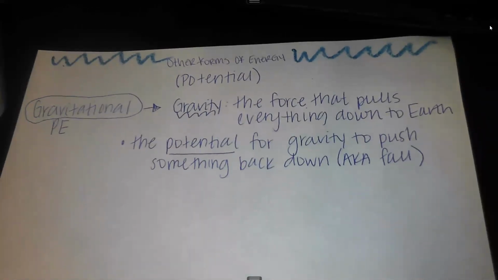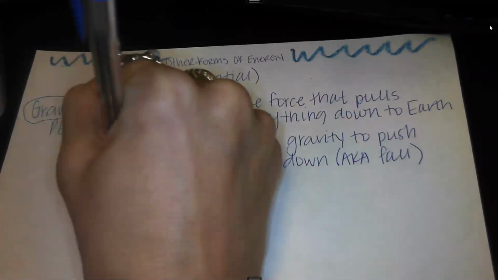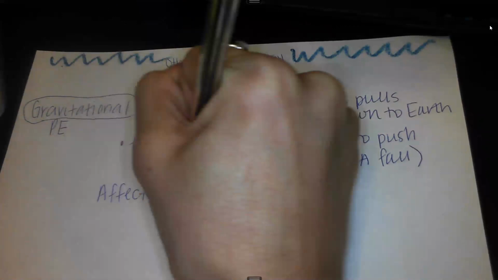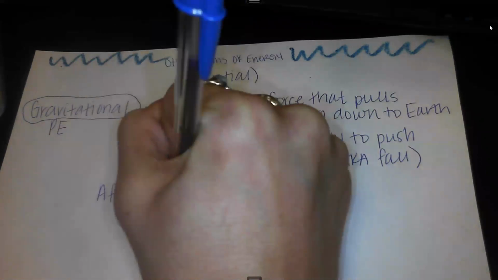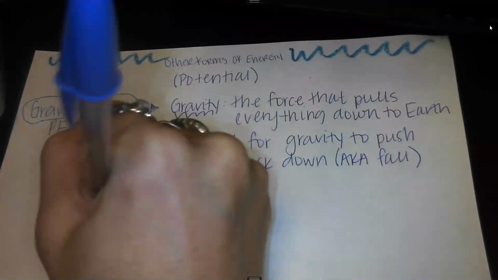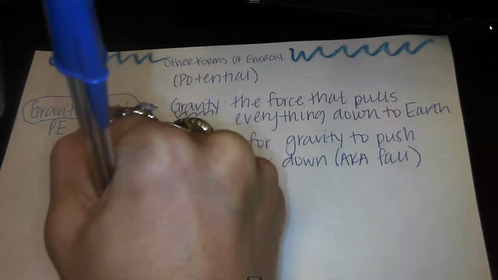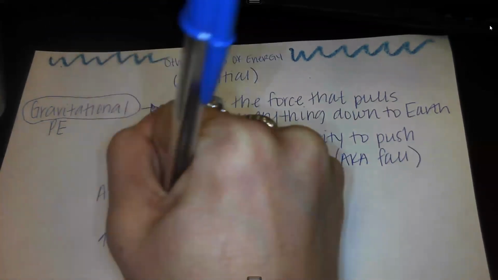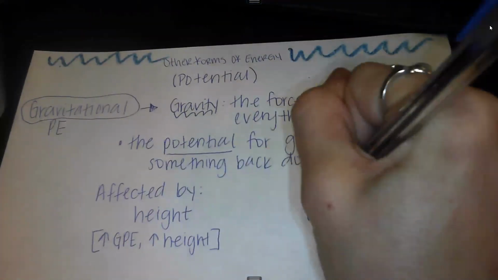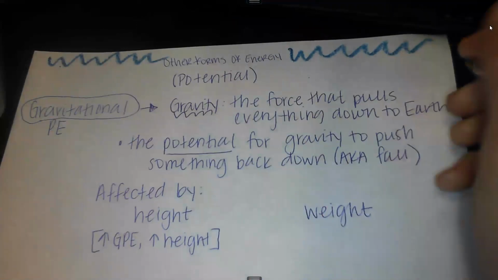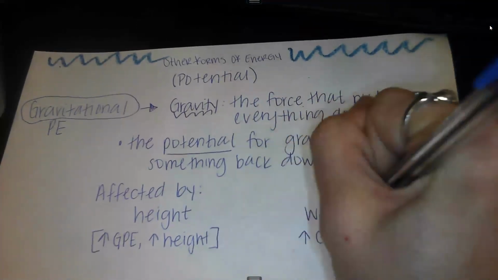We said it was affected by two things. Does anybody remember? It's affected by two things. Emerson? Yep. So it's affected by height. If it has more height, that means more gravitational potential energy. And the other was weight. If it has more weight, it also has more gravitational potential energy.